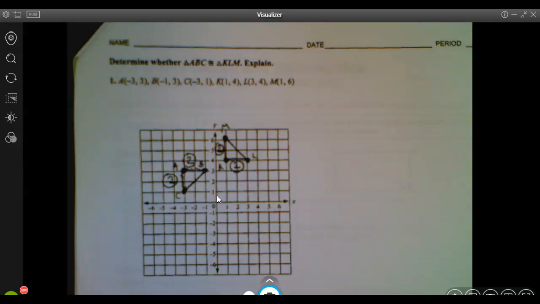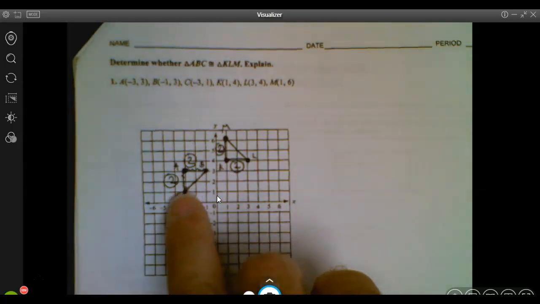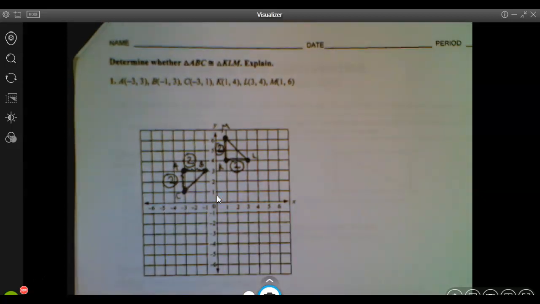If I want to use side, side, side, how do I come up with a third side? I cannot count if it is at an angle. You cannot count the length of a segment if it's traveling at an angle like this. So how would I do it? Well, we could use our distance formula. This goes all the way back to the beginning of the year. I can use my distance formula to show that CB is equal to ML. That's one approach. What would be another approach?